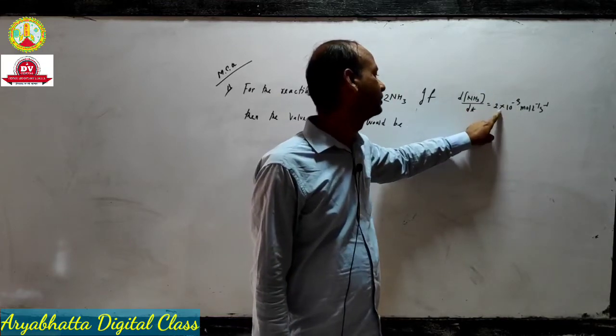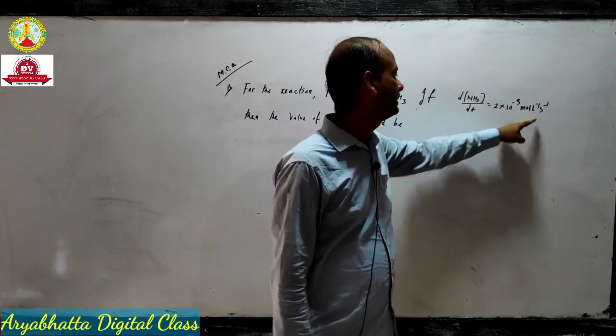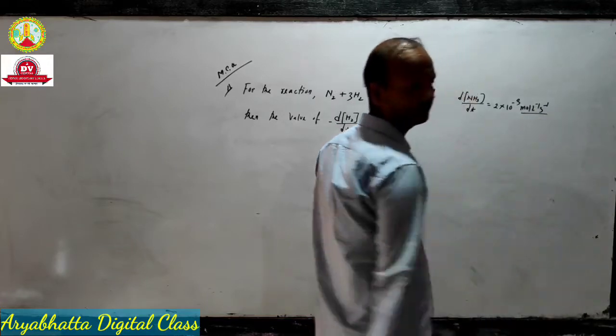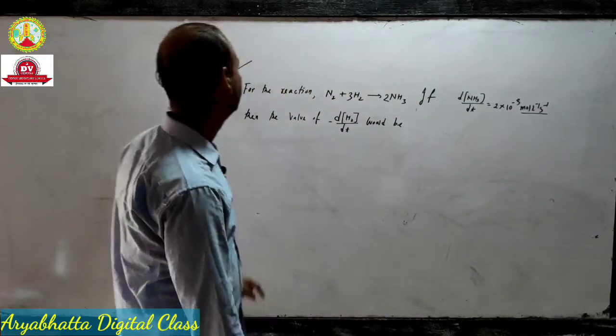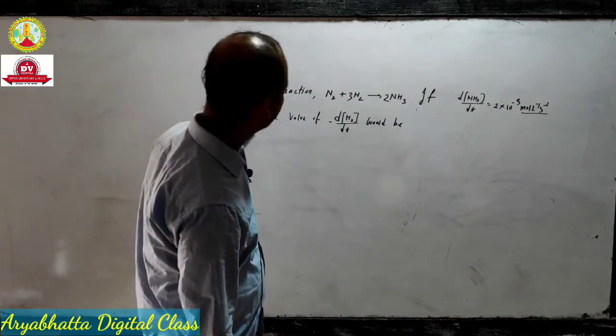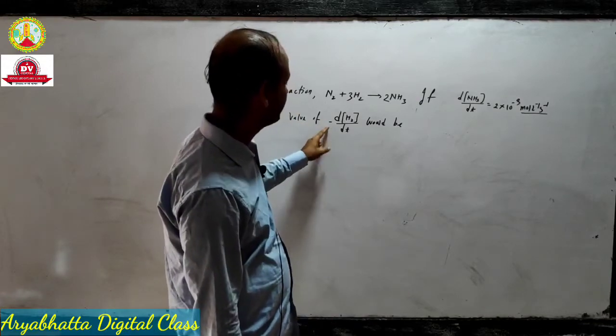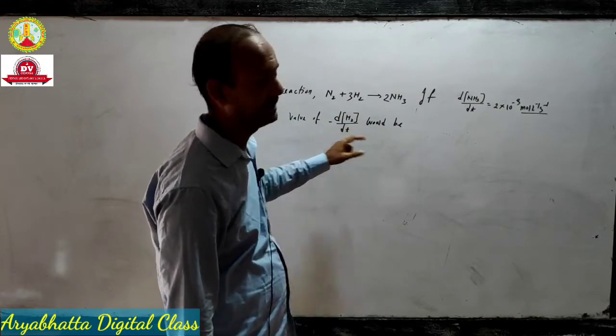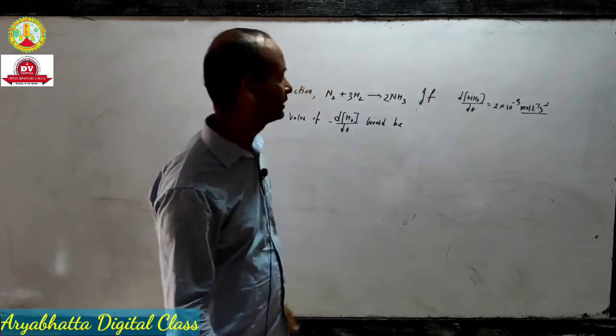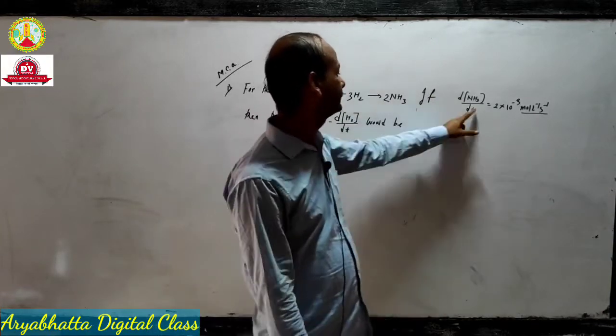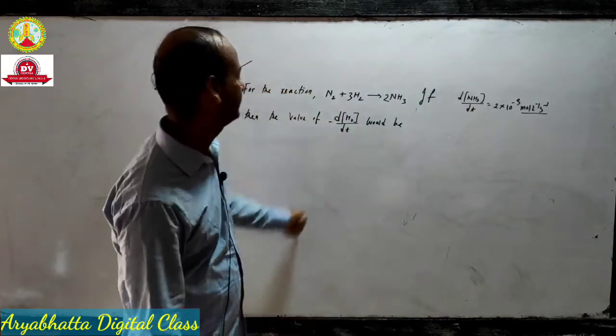The value of ammonia is 2 into 10 to the power minus 3 mol liter inverse second inverse. You already know this is the unit of rate of reaction, I taught you. Now you are going to calculate the rate of disappearance of hydrogen. What will be the value of hydrogen? I did these numericals in the previous class as well, I did 2-3 for sure.